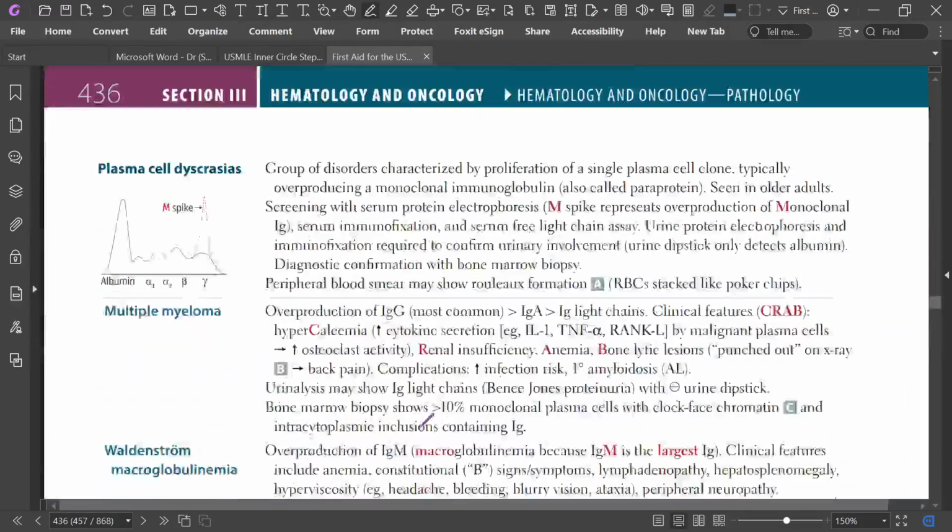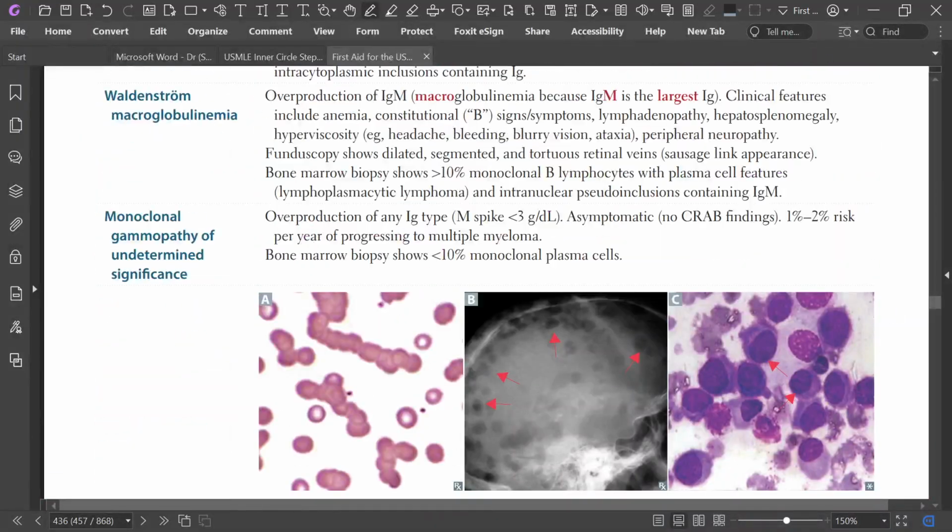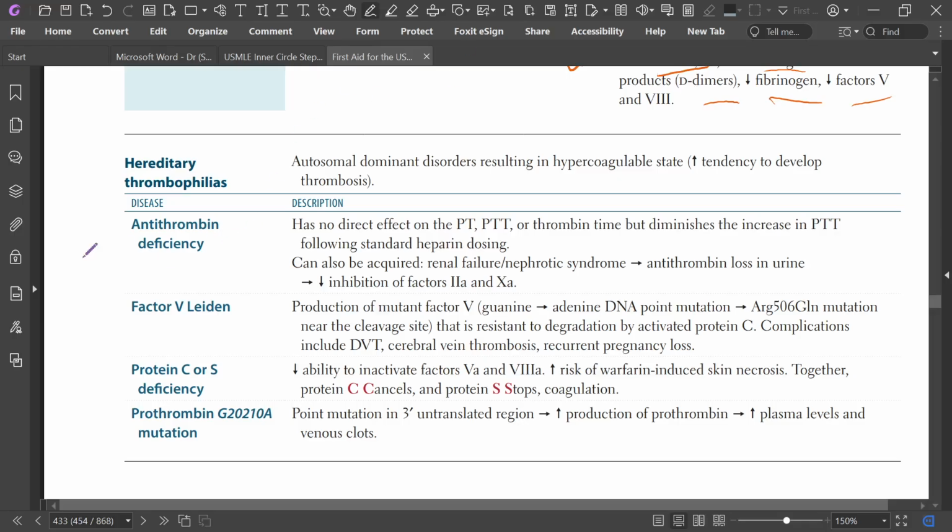So hereditary thrombophilia is an autosomal dominant disorder resulting in a hypercoagulable state. Antithrombin deficiency has no direct effect on the PTT or thrombin time, but diminishes the increase in the PTT following a standard heparin dose. Antithrombin deficiency can also be acquired in renal failure and nephrotic syndrome, with antithrombin loss in the urine and decreased inhibition of factors 2A and 10A.